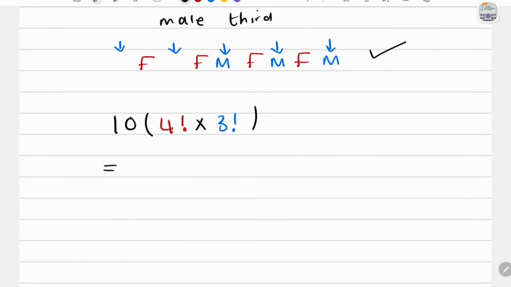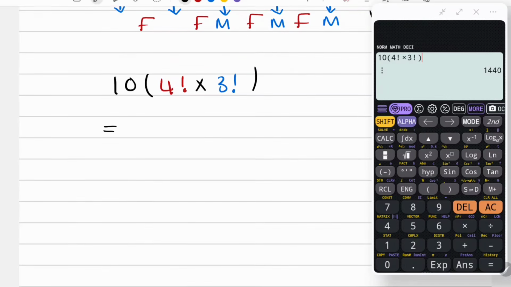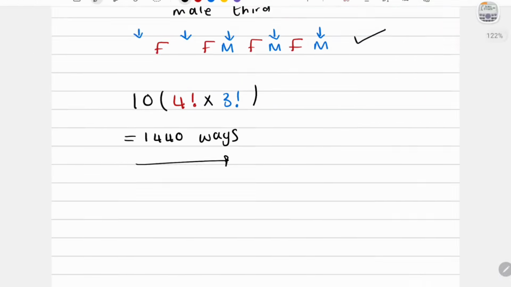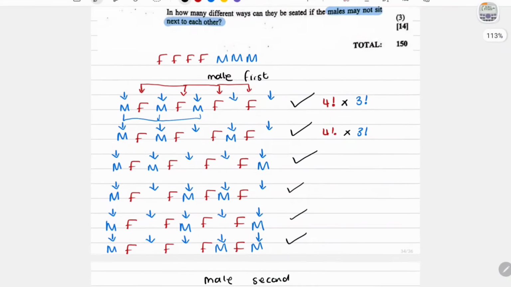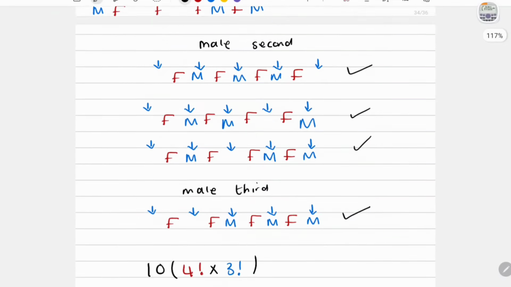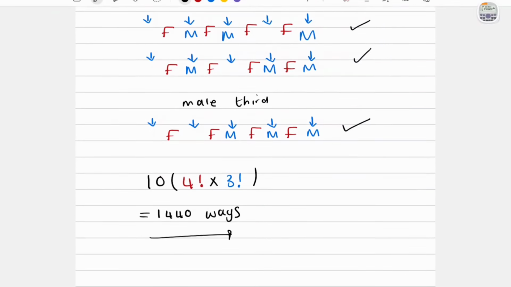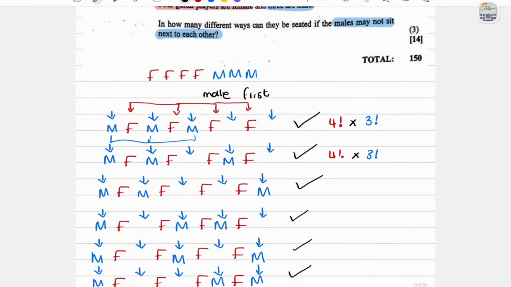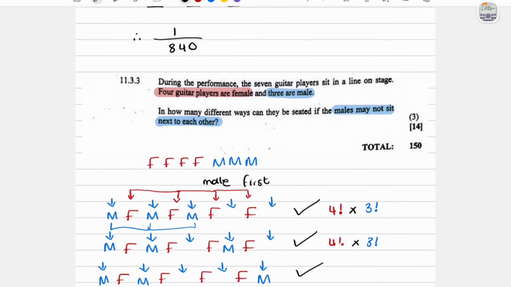So let's go ahead and calculate that. Okay, and the answer that I get there is 1,440 ways that they can be seated. Okay, so I think it was a lot similar to the November papers one as well, because they also had something like that where you kind of had to represent it and see the different patterns that they create.